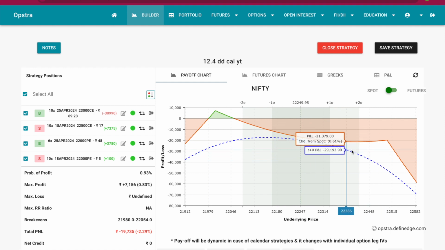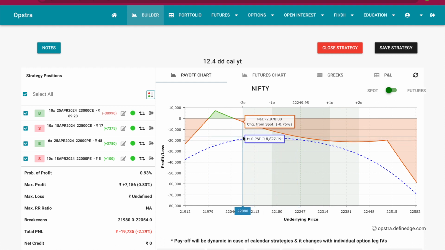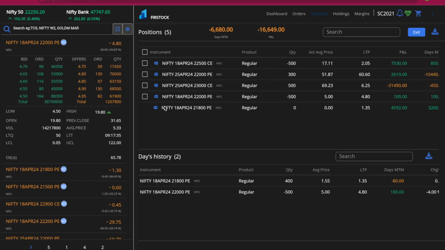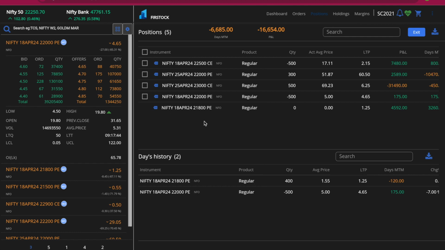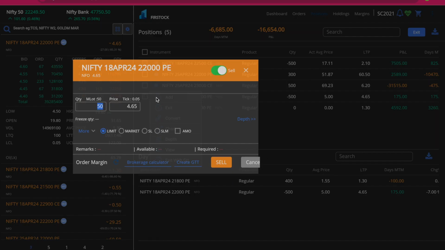Okay, so around 4,000 will be the loss, but if it goes up, basically we can reduce some losses quite a lot. So let's check out the margins left over. We still have 1 lakh margin left, and I think I can do with additional, probably insufficient balance.